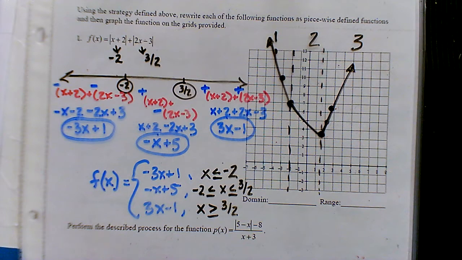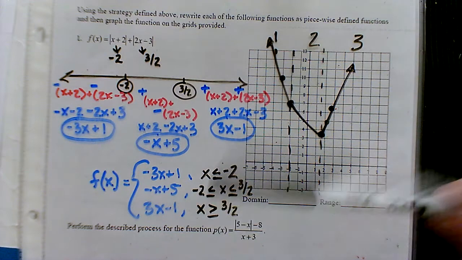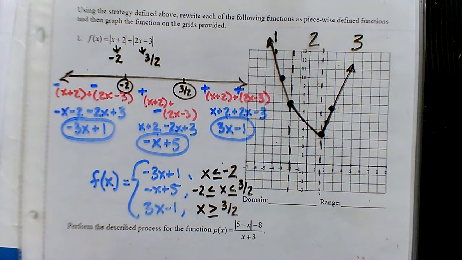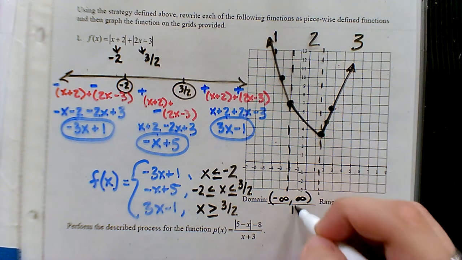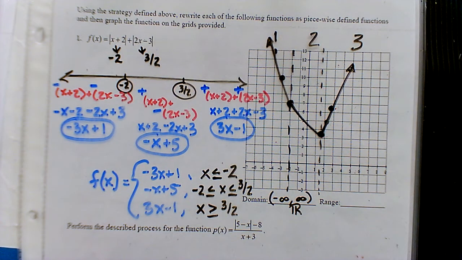Now that we have the graph, let's go ahead and figure out domain and range. So drag your pencil left to right, down to up. What can we label as the domain and the range? Good, Kyle? Okay, so domain is all real numbers. If you want to put that little double-stemmed R there, that's okay.